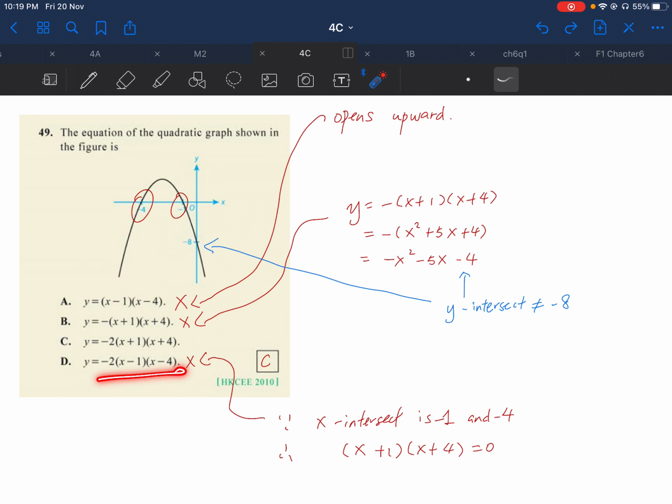How about C? D. For D, we looked at the intersections. When we solve the equation, we should have something like this. If the intersections are -1 and -4, D is wrong. So C is the only option.